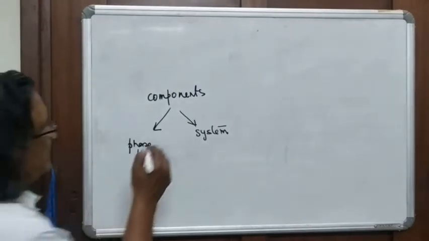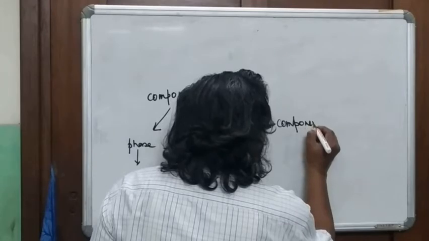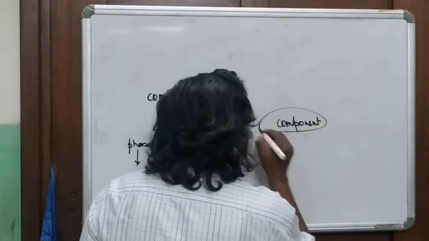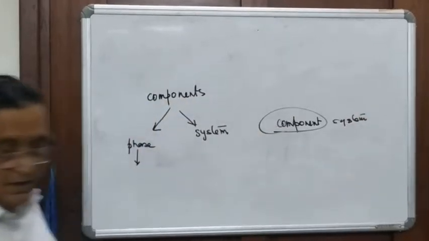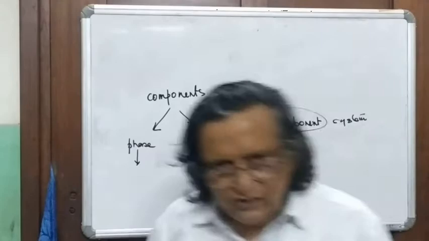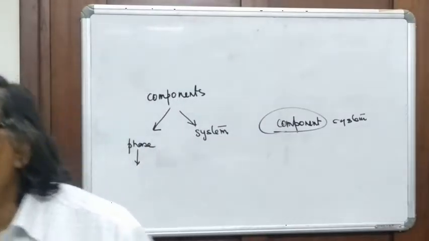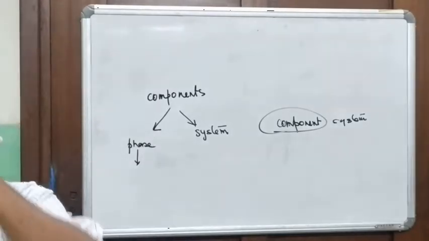So when somebody says component, it essentially means system component. Otherwise, the right way is to say system components and phase components. They mean completely different things.